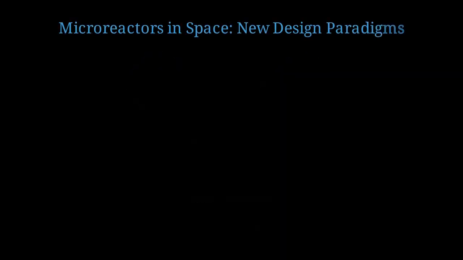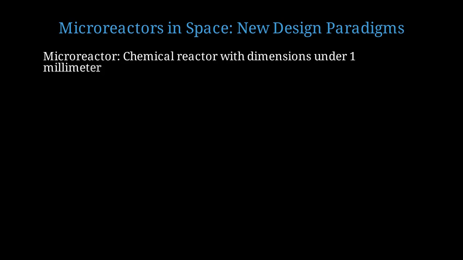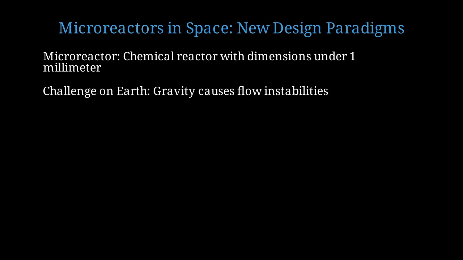This understanding enables revolutionary microreactor designs that are impossible on Earth. Microreactors are chemical reactors with characteristic dimensions below 1 millimeter. They offer enhanced heat and mass transfer. On Earth, gravity causes significant flow instabilities in microreactors. Density differences lead to unwanted mixing or phase separation.